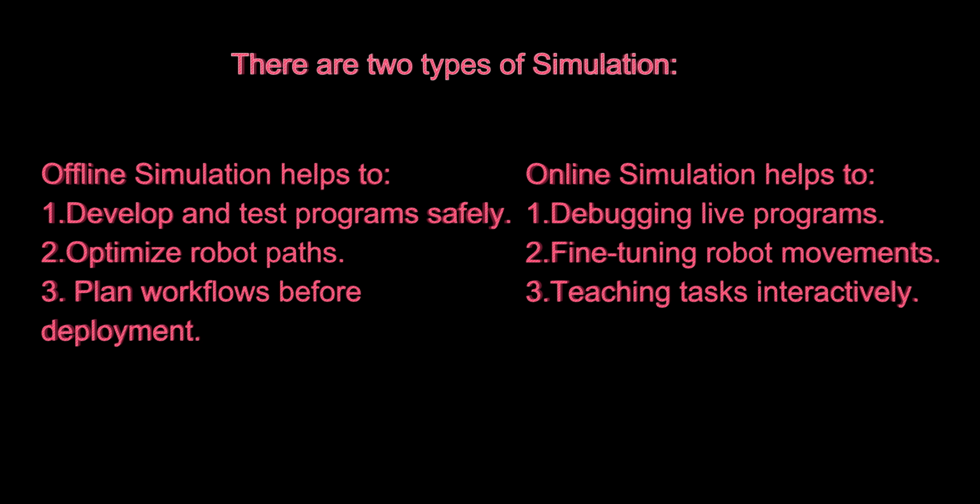This lets you monitor the robot in real time, test code live, and make quick adjustments. It's great for debugging live programs, fine-tuning robot movements, and teaching tasks interactively. So you are working with the real robot but still using RobotStudio's visual tools. So basically you are directly working with the real robot, with real-time data. In conclusion, both types are important. When we are preparing and testing our program, we use offline simulation, and when we need to do the tuning, we can use online simulation.